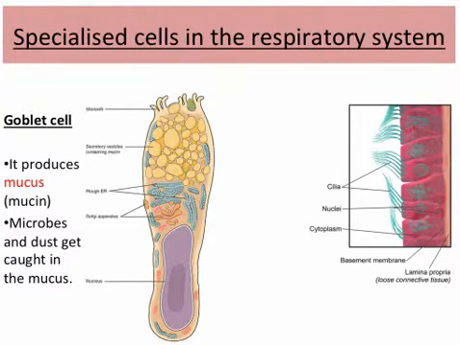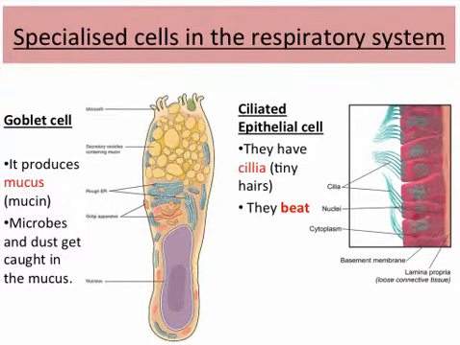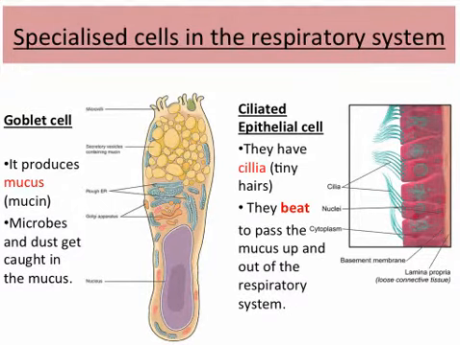Another type of cell that's found in the respiratory system is called the ciliated epithelial cell. You'll notice that these cells have got very fine hairs called cilia. These cilia beat and move to pass the mucus up and out of the respiratory system.